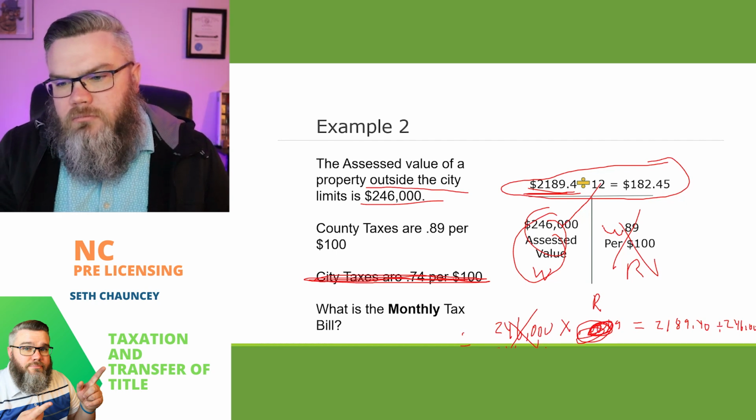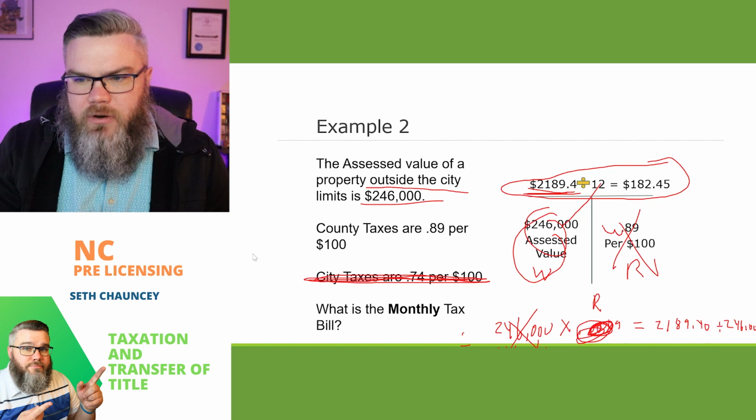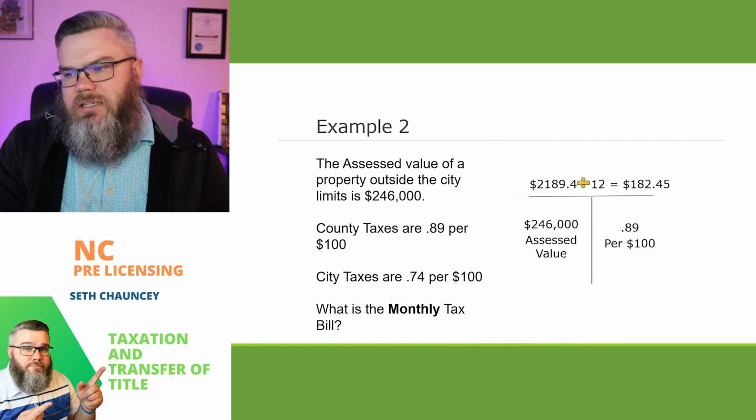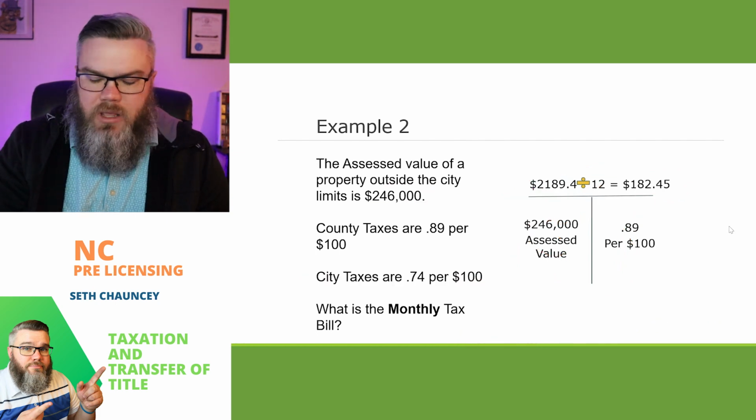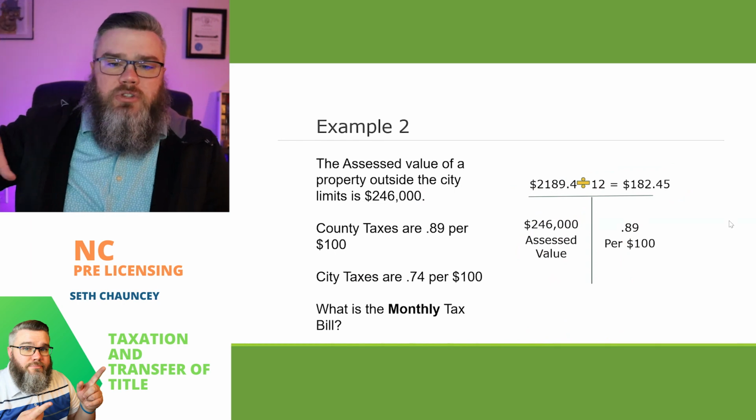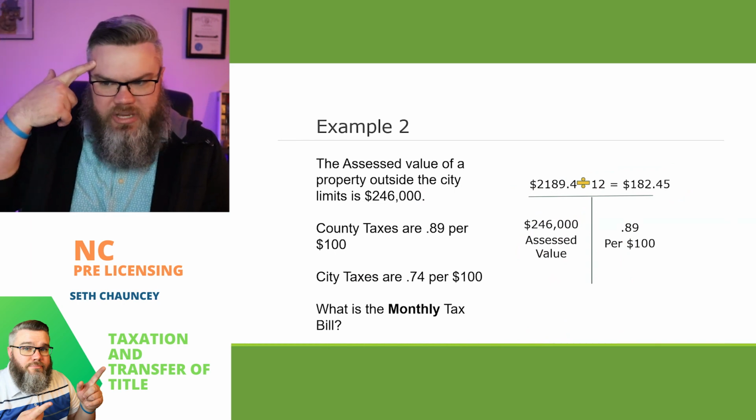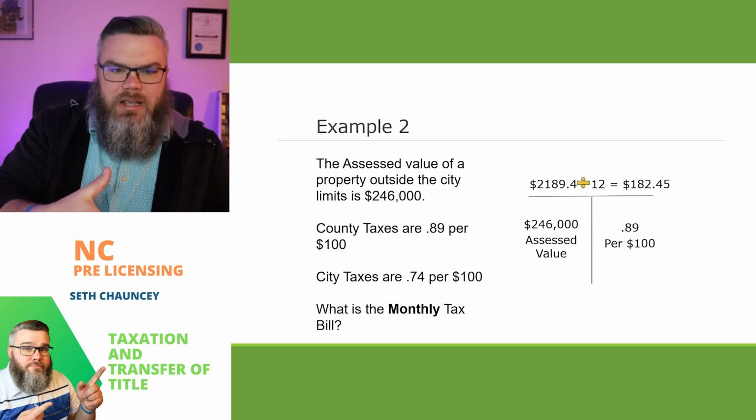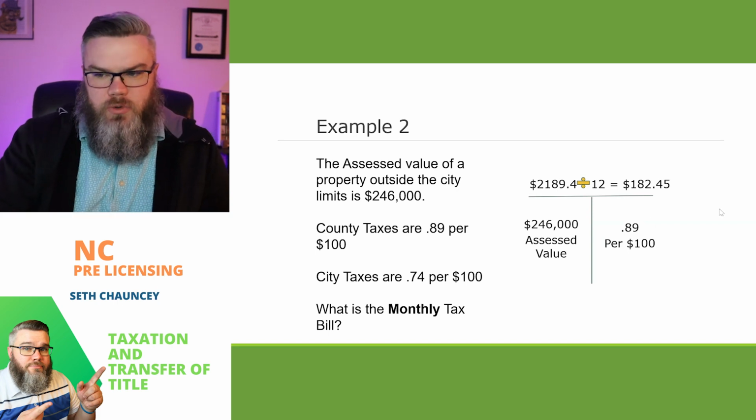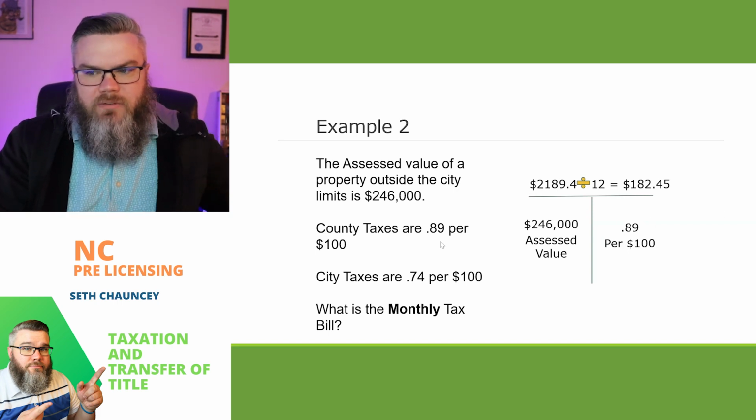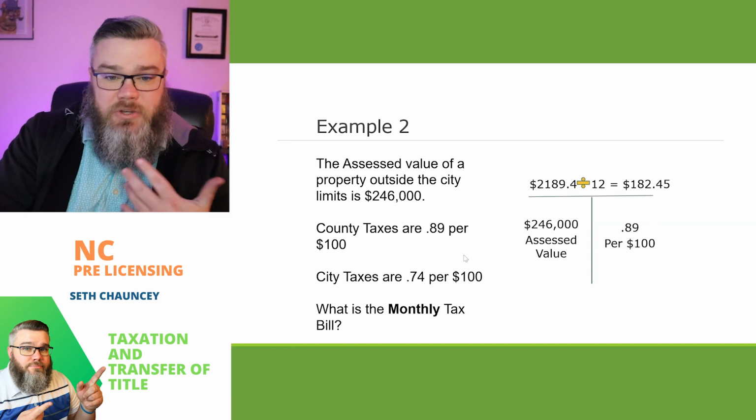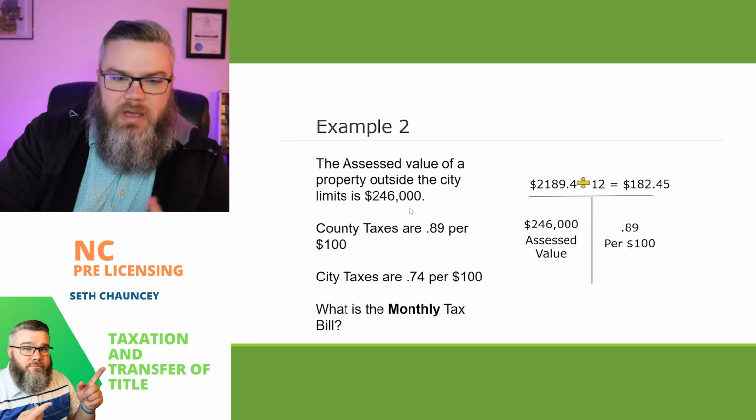So let's take this a step further, okay? And I gave you a mini lesson on this last night before we ended, okay? In North Carolina, we use this per 100 rate. Remember, it's so simple because what it's saying is this is how much you owe per $100 worth of assessed value. So when we give a per 100 rate of 89 cents, you owe 89 cents per $100 of assessed value.